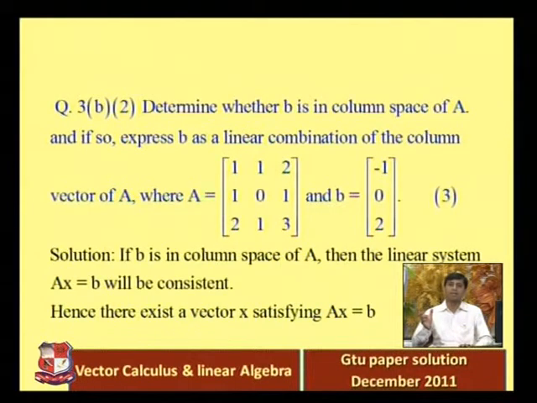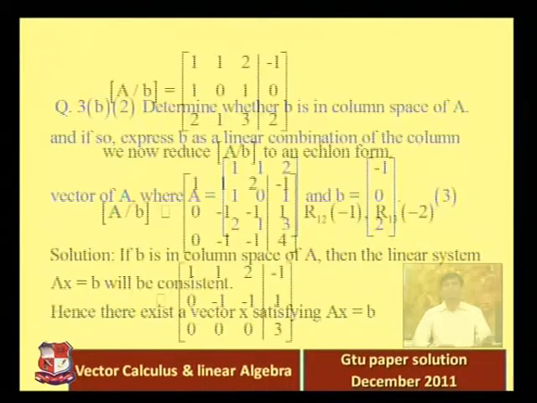B is consistent or not. If Ax equals B is consistent, that means a solution exists, so B is in the column space of A. If Ax equals B is not consistent, then B is not in the column space of A. To check whether Ax equals B is consistent or not is quite easy. So hence there exists a vector x satisfying Ax equals B.